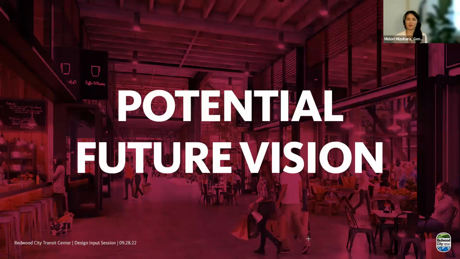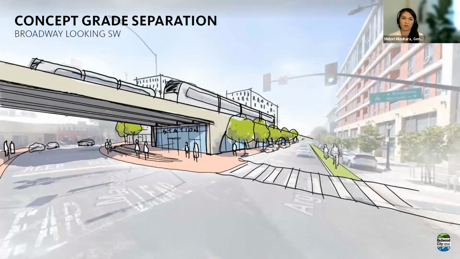Now that we have a bit of context and a reminder about the project and all of your great feedback, I'm going to share some sketches. These are potential concepts. These are loose sketches that really show some of the concepts that we heard were important to you, most importantly. And so going to the first one, this is a concept grade separation sketch.